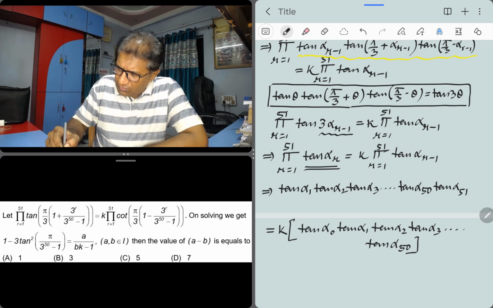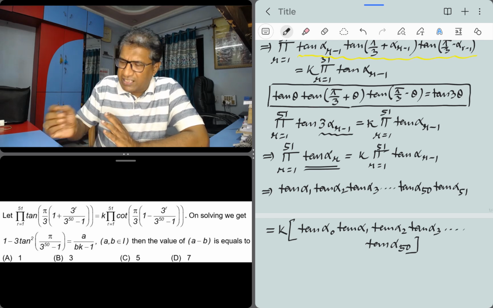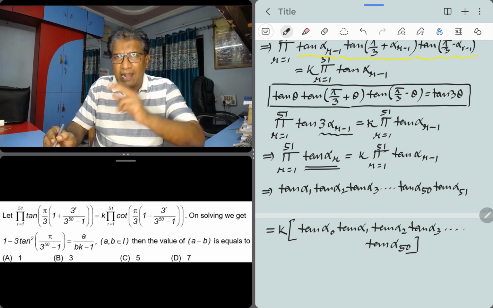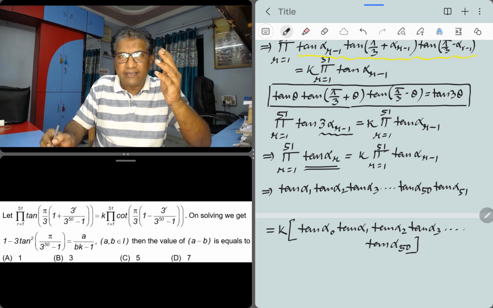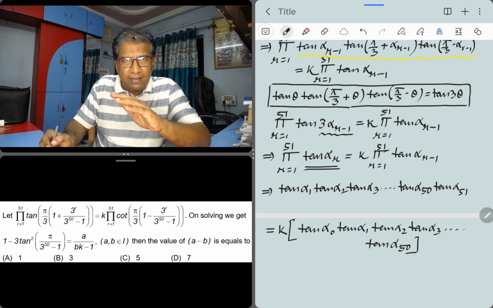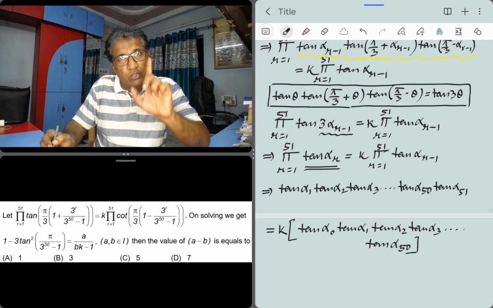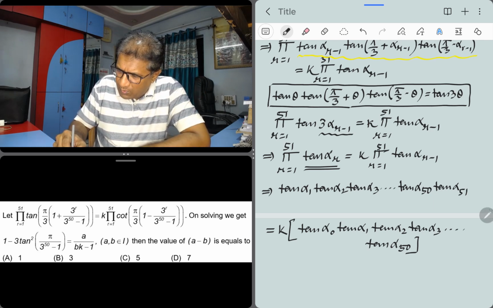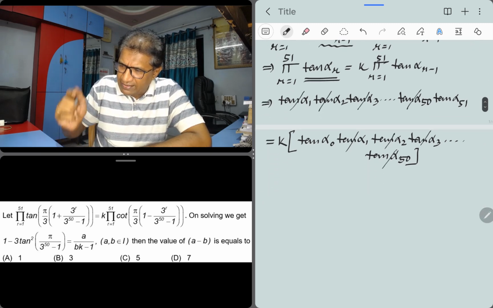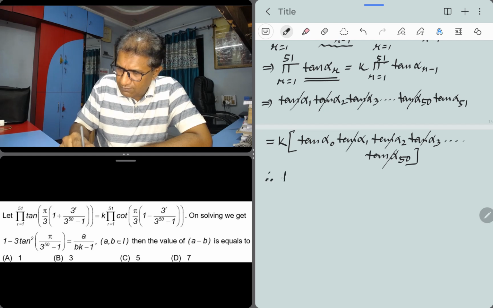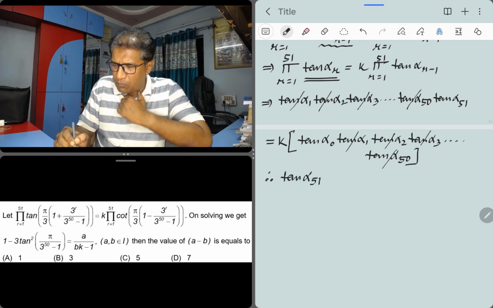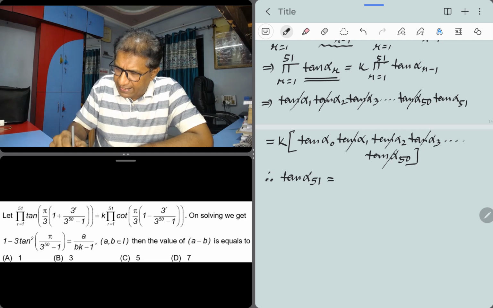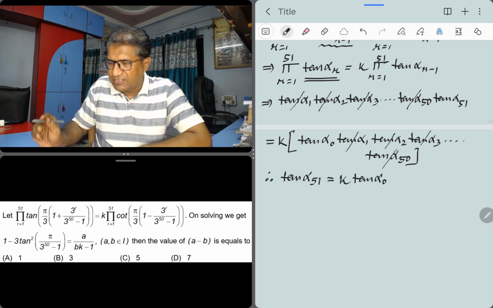Now children, do one thing: cancel all these from both sides, because under any circumstances tan alpha n cannot be equal to 0. So I can divide both sides and these terms will get cancelled. So we are left with tan alpha 51 is basically k times tan alpha 0.